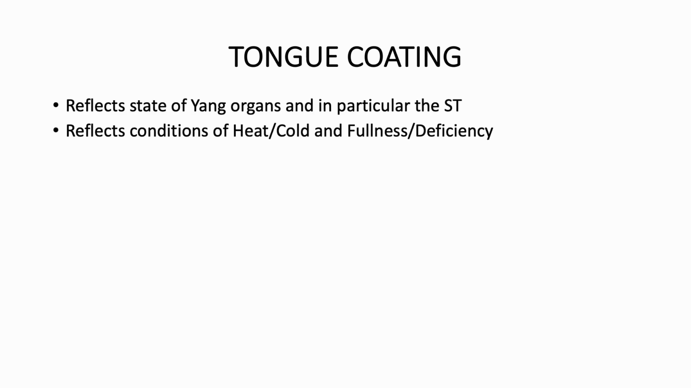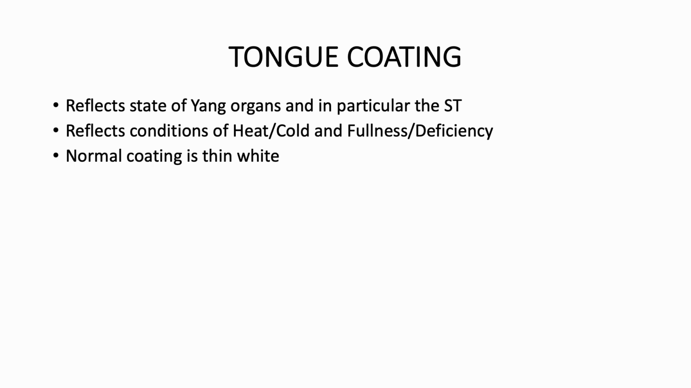The tongue coating reflects the state of the yang organs, and in particular the stomach. It reflects conditions of heat or cold and of fullness or deficiency. A normal tongue should have a thin white coating. The tongue coating is formed from some residual dirty dampness which is left over from the stomach's digestion and reaches the tongue upwards. Thus, a thin white coating indicates that the stomach is digesting food properly.